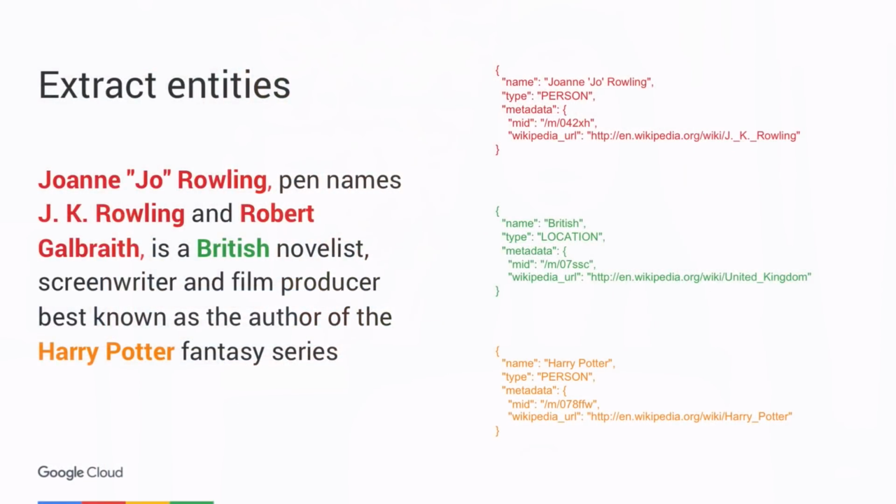If we look at the details we get in the JSON response for her entity, we get her name, the type of entity is person, and then we get some additional metadata on this entity. So we get the MID, which is, again, same as the Vision API. It's an ID that maps to this entity in Google's knowledge graph. And we get a Wikipedia URL for this entity. For British, the response looks similar. It also maps to the Wikipedia URL for United Kingdom. And for Harry Potter, the entity format looks similar as well.